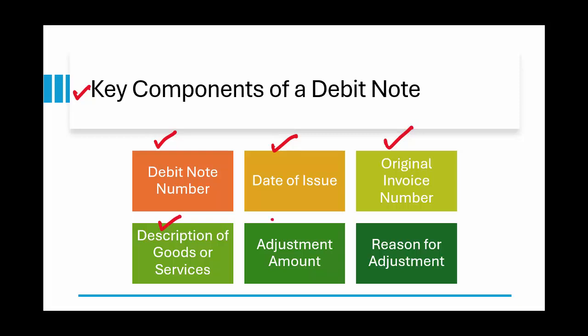Adjustment amount: the specific amount that the customer or supplier is adjusting, either adding to or deducting from the original amount. This ensures both parties are on the same page regarding the total value being disputed or corrected. Reason for adjustment: a clear and concise explanation of why the adjustment is being requested or issued. For example, 10 units returned due to defects, or correction in unit price due to billing error.